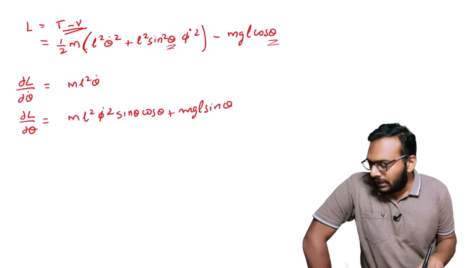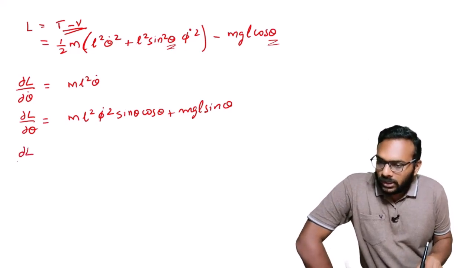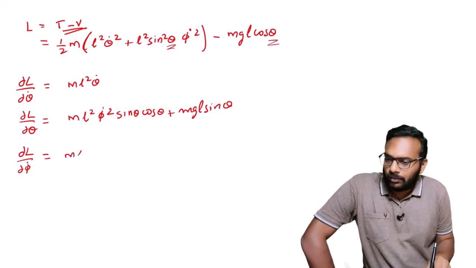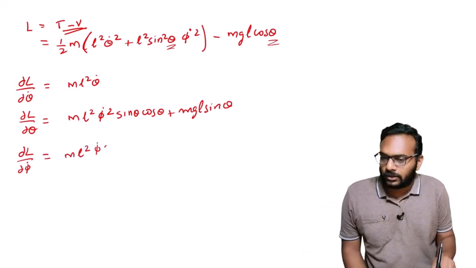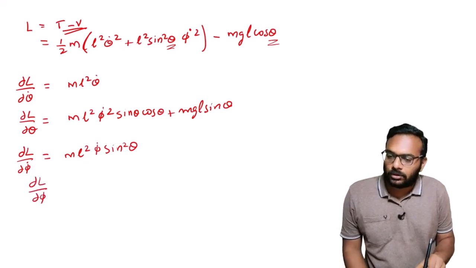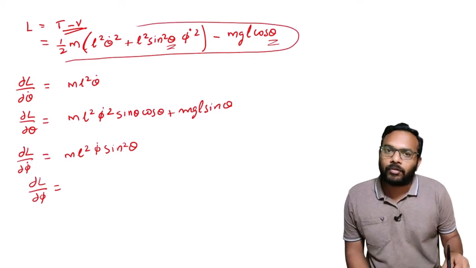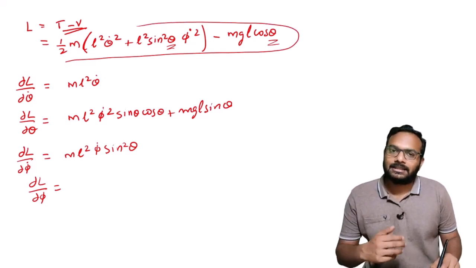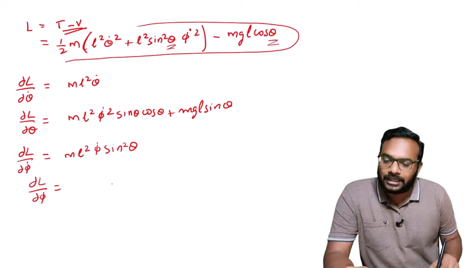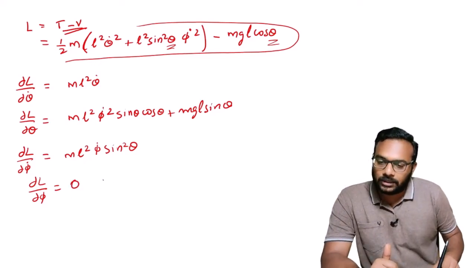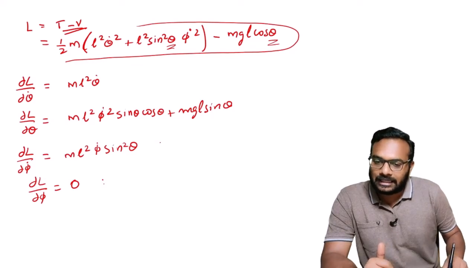Now we can also find ∂L/∂φ dot. ∂L/∂φ dot is equal to ml² φ dot sin² θ. And what's ∂L/∂φ? You see that there's no φ dependence in the Lagrangian. So we can say the Lagrangian is cyclic in φ, or φ is a cyclic coordinate. So we say ∂L/∂φ is 0. Immediately we get the conservation law here.